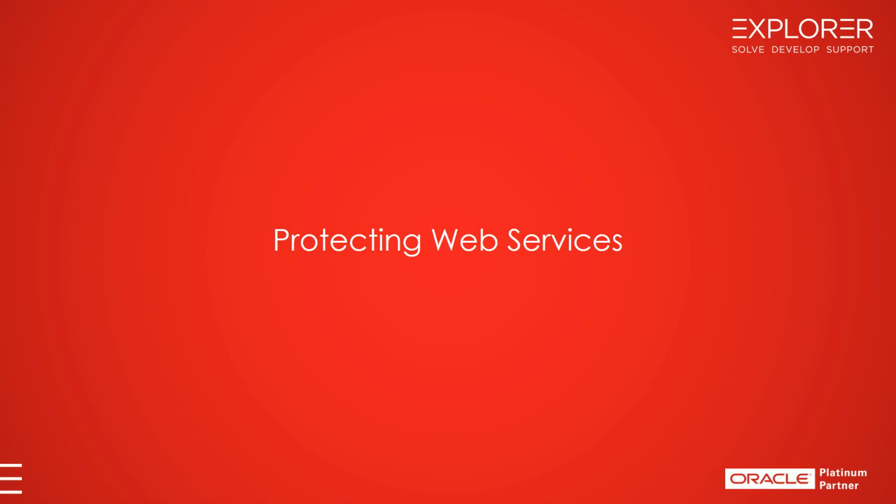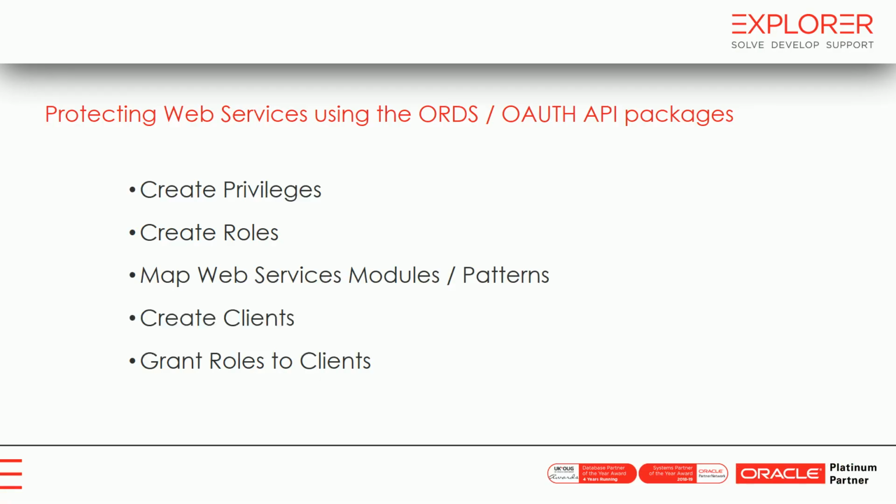After creating web services, it's a good idea to protect them, and you can do this with the database API packages ORDS and OAuth. This is achieved using privileges, roles and clients. The privileges protect the web service modules or the patterns. Roles are granted to the clients and linked to one or more privileges, and the clients are assigned to one or more roles and are allocated an ID and a secret.